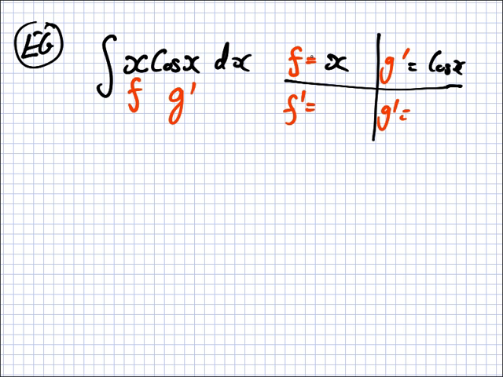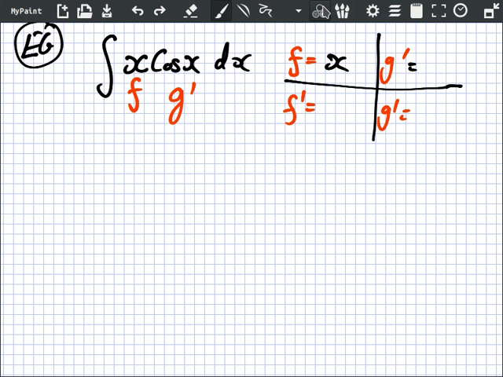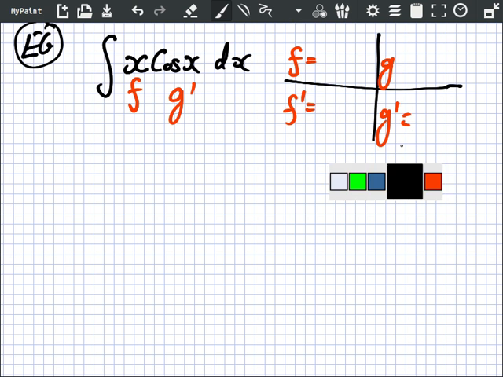You wrote g derivative two times. Oh, for goodness sake. Sorry. So sleepy. G and g derivative. Okay, so f is x and g derivative is cos x.